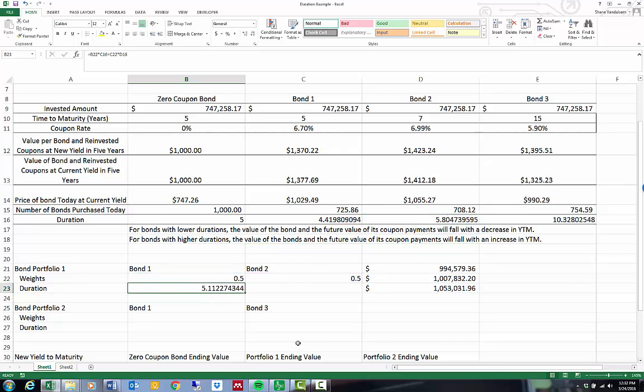Okay, and so if it's 50-50, we would have a duration of 5.11. What we want is a duration of 5. You can work this out by hand algebraically, and you're welcome to do that. However, I'm going to use Solver to do that for me.